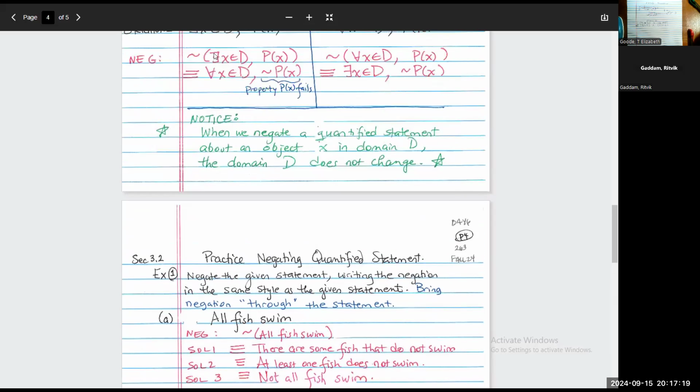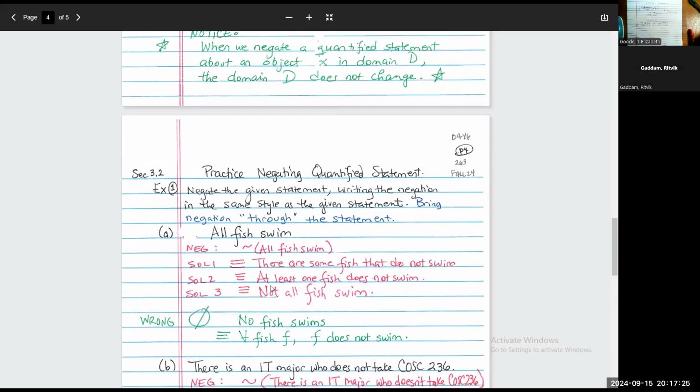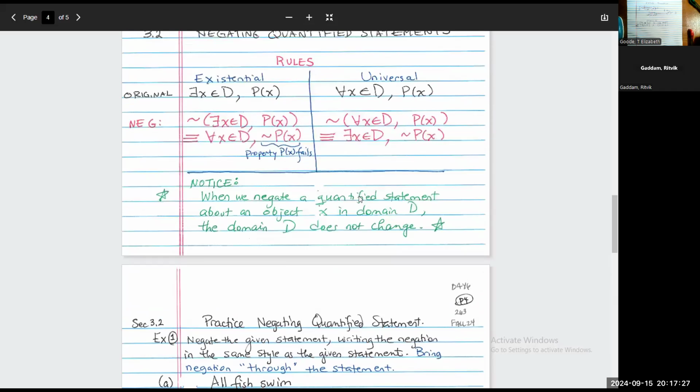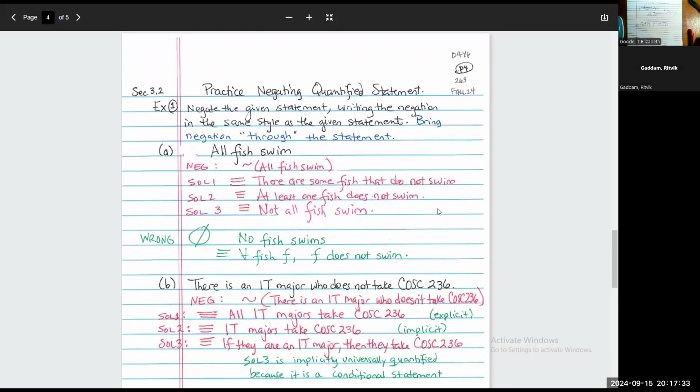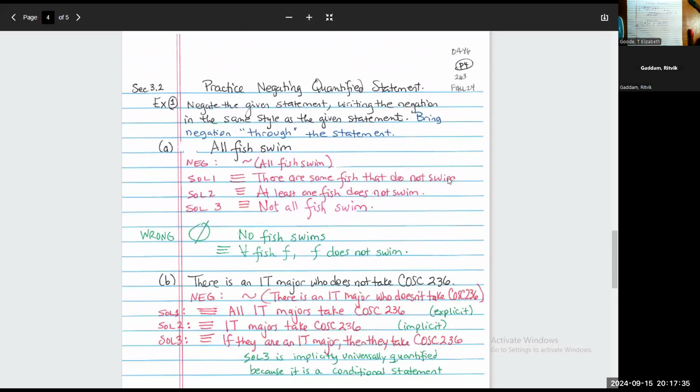Very naively flip the for all to there exists. So there exists a fish, there is some fish, and then flip the property it does swim to the property it doesn't swim. So there is a fish that doesn't swim. But that means the same thing in English as not all fish swim.